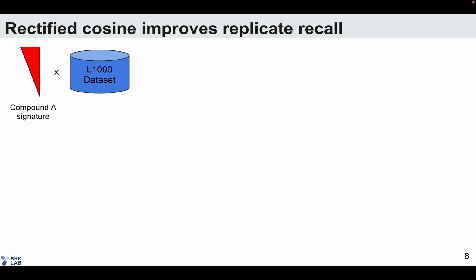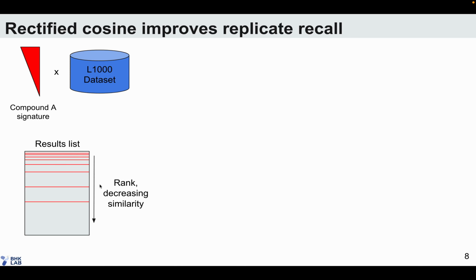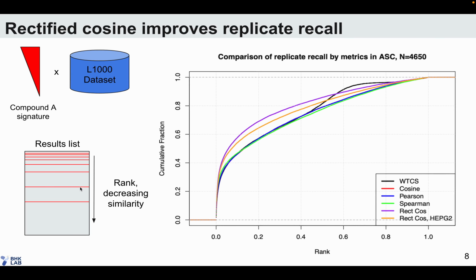So to benchmark this, the technique is to take the signature of a compound, compute the similarity to everything in the dataset, and then rank all the signatures based on similarity and look in this result list to see where other signatures of compound A are, with the assumption that two signatures of the same compound should be similar. That leads to this result, where the rank of the replicate is on the x-axis, where 0 indicates that it's the most similar and 1 indicates it's the least similar. And the y-axis is a cumulative fraction.